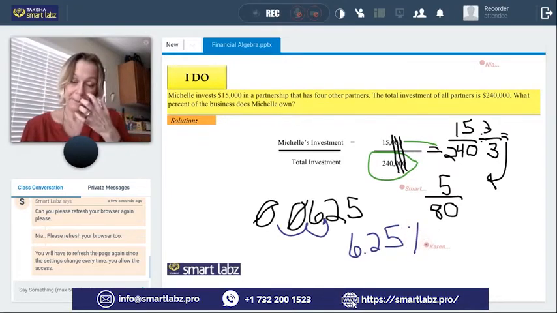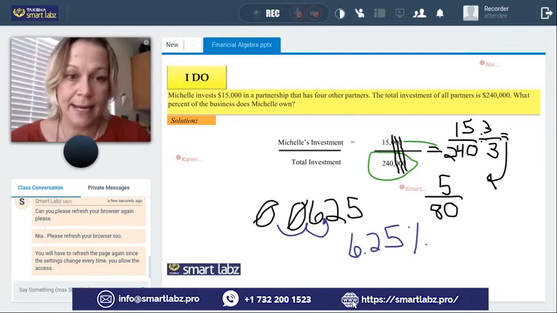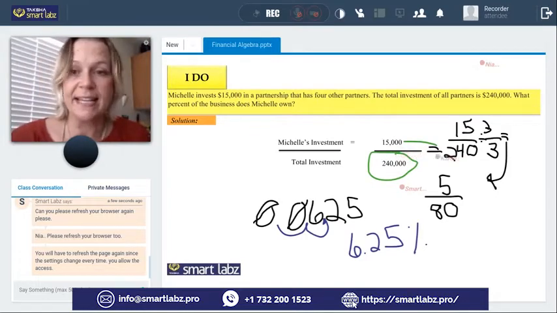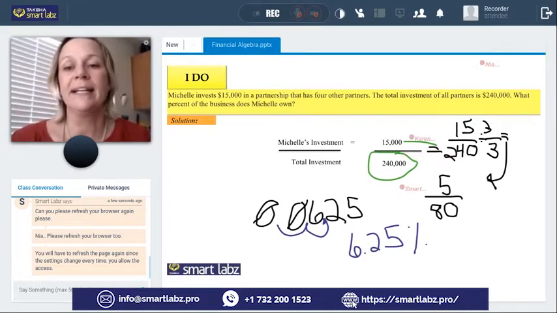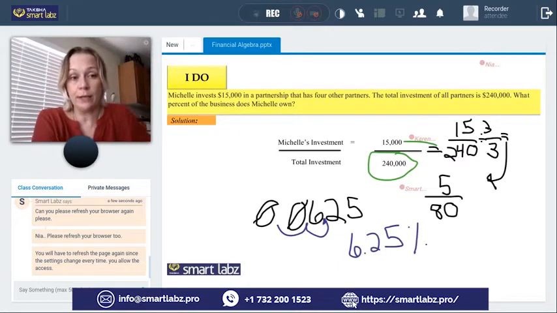All right. So did you see how I took this initial investment? The other thing that I could have done as well is I could have just taken 15,000 and divided it by the 240,000. Do you have a phone or a calculator in front of you? Yes. Can you do that equation for me on your calculator just to check it so you can see it in your own head, please?